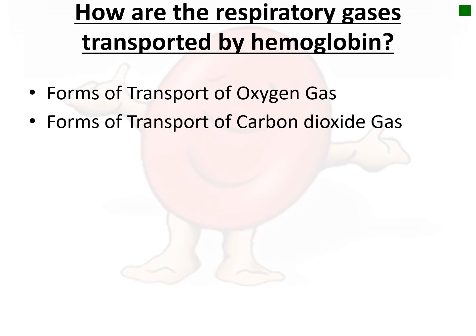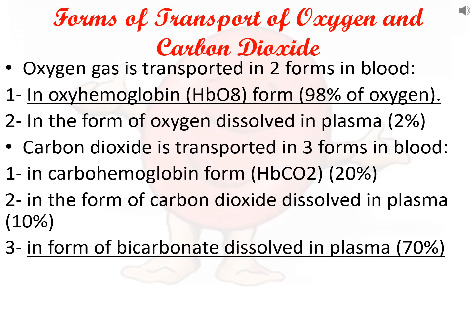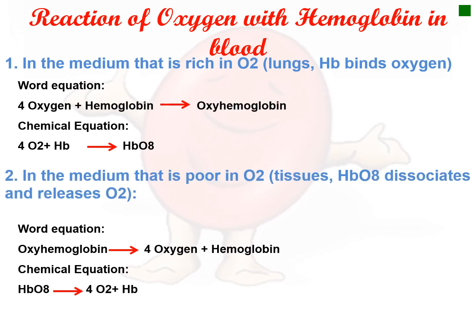How are these respiratory gases transported? By hemoglobin. We have different forms of transport of oxygen and different forms of transport of carbon dioxide. Oxygen is transported in two forms: in the form of oxyhemoglobin, 98%, and in the form of oxygen dissolved in plasma, about 2%. Carbon dioxide is transported in three forms: carbohemoglobin, HbCO2, 20%, carbon dioxide dissolved in plasma, about 10%, and bicarbonate dissolved in plasma, about 70%.